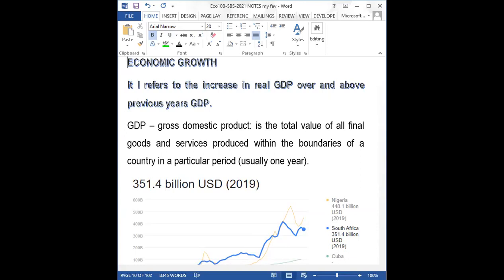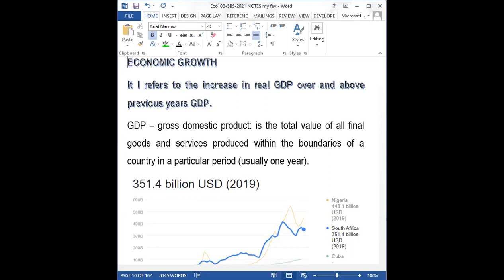I'm sure you've heard about the term GDP when the Reserve Bank is presenting their monetary policy statements, or when the finance minister is presenting their fiscal policy statements or their budgets. They talk about the terms GDP, gross domestic product. So gross domestic product refers to the total value of all the final goods or services that are produced within the boundaries of a country within a particular time period.